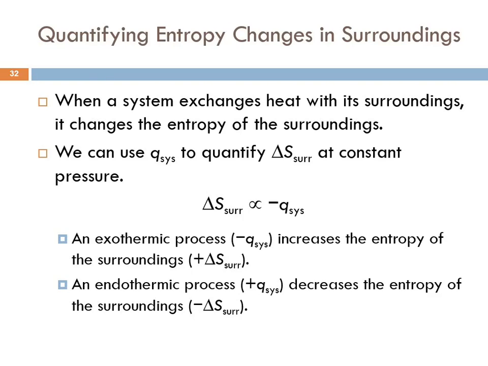An exothermic process giving energy out will have a negative Q. For an exothermic process, energy is being transferred into the surroundings, which increases the entropy. So then we have a positive change in entropy for the surroundings. If we have an endothermic process, Q will be positive. Energy is coming into the system. That means energy is leaving the surroundings. And so the change in entropy for the surroundings will be negative. So if one's positive, the other's negative, and they're proportional to each other.